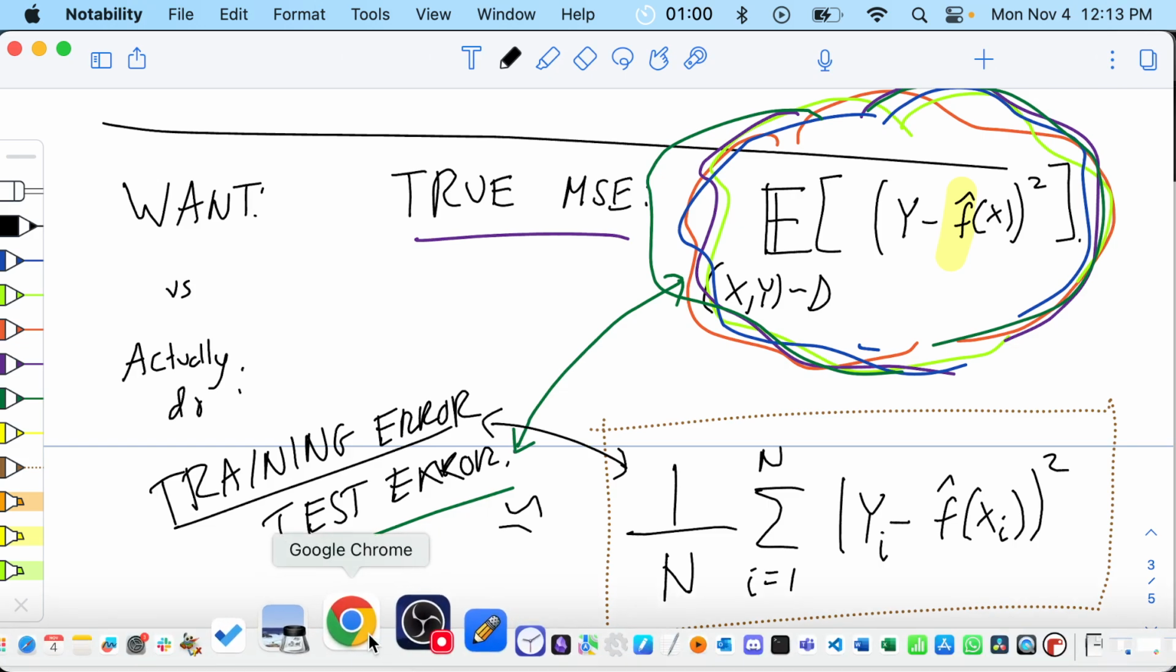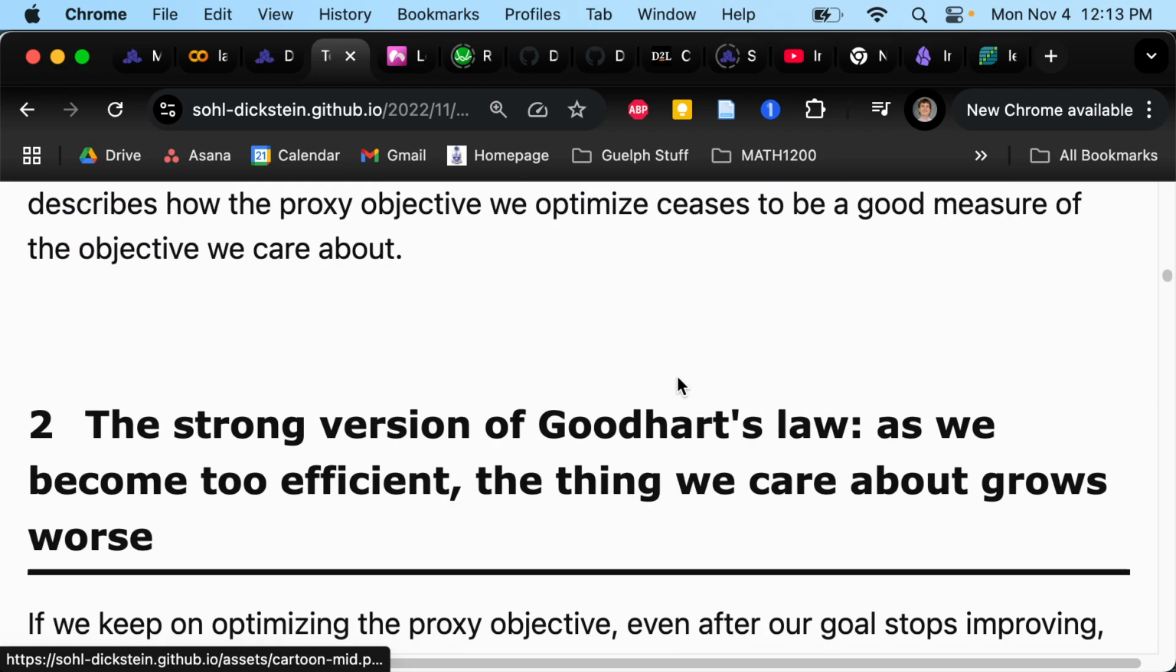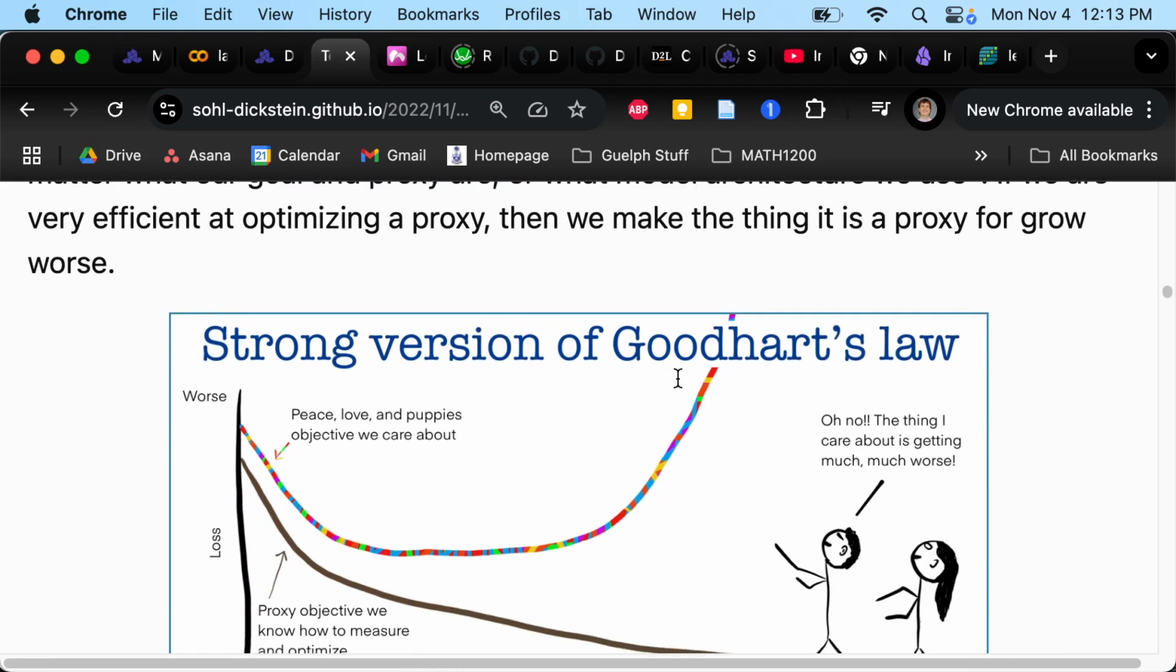So by now, you might be used to this counterintuitive idea that you don't want to just make things better forever and ever, because the thing you're making better is not the real thing. You've got to be careful of that. Okay, wait, the thing I care about stopped improving. So that's Goodhart's law. And this is the strong version of Goodhart's law: if you keep going, it'll get worse and worse.